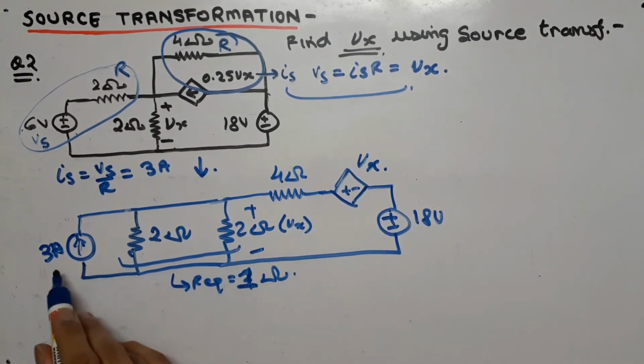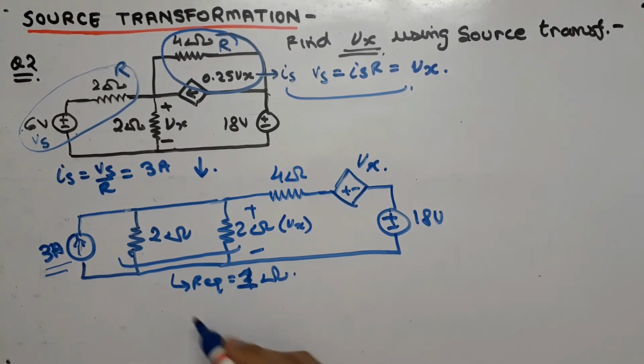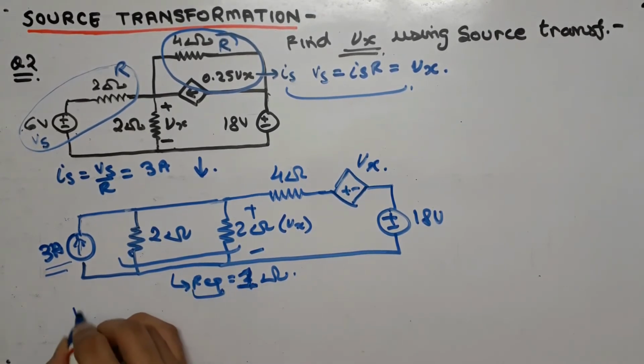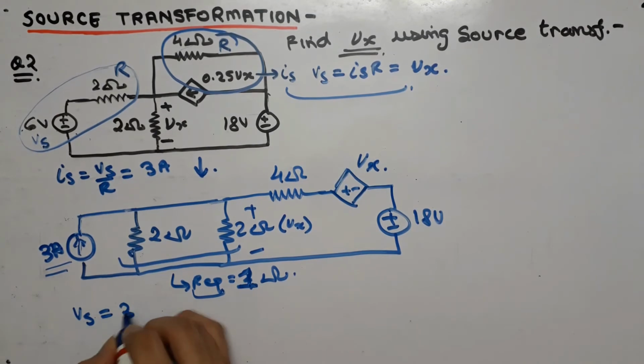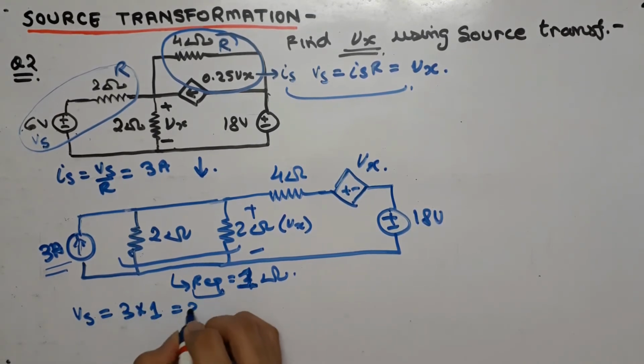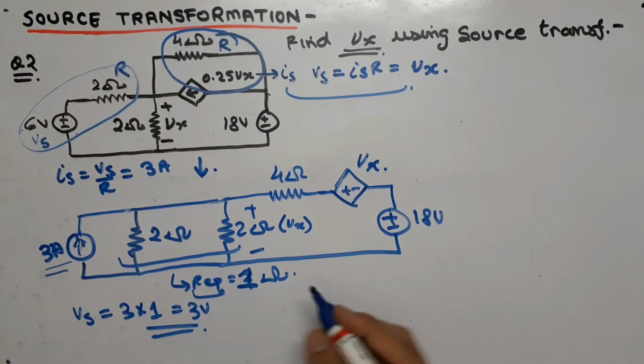So now if we look at this circuit, that we have 3 ampere current flowing and a 1 ohm resistor in parallel to it, we can do source transformation and get the value of Vs in series with resistance R equivalent. That is, from here we can get the value of Vs as 3 into 1, which will come out to be 3 volts.